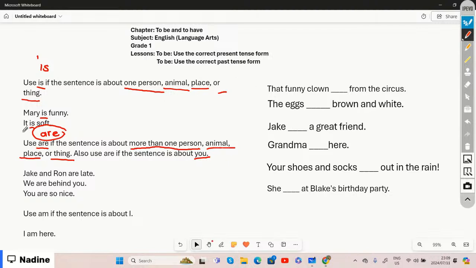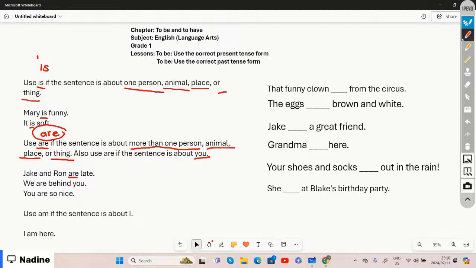And if we look at examples, we can say Jake and Ron. Remember, Jake and Ron, it refers to two people, right? So Jake and Ron are late, right? So even if we were to say, if we refer to Jake and Ron, we can then say they or the boys, because it's making mention of more than one person. So which means we're saying Jake and Ron are late. So if we're saying two or more people are doing something, then we use the word are.